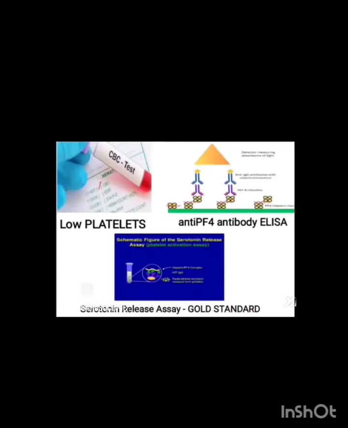Coming to the assessment, we can see low platelets in the CBC, and there is something called the anti-PF4 antibody ELISA. And the third one is the serotonin release assay, also known as the platelet activation assay, which is considered the gold standard for diagnosing HIT. So mainly we have to discontinue all forms of heparin to avoid heparin-induced thrombocytopenia.